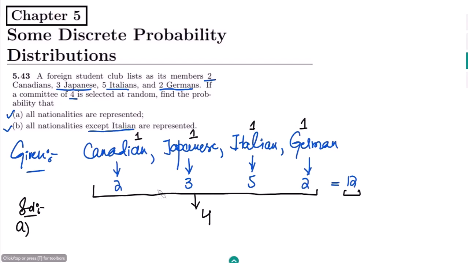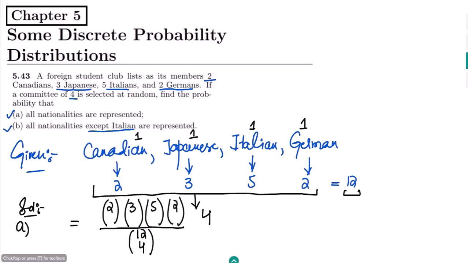Okay, so therefore it is the similar hypergeometric probability problem, and here we have to divide it over the total number of elements, which are from the 12 we have to select 4, which are the total number of the selections, and then we will have the Canadians, okay, we will have the Japanese. Canadians are 2, Japanese are 3, Italians are 5, and Germans are 2. Okay, from each of them we must have 1 1 1 1. So 1 plus 1 plus 1 plus 1, these are 4 which are here as well.